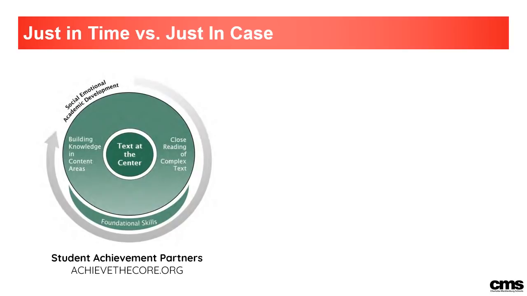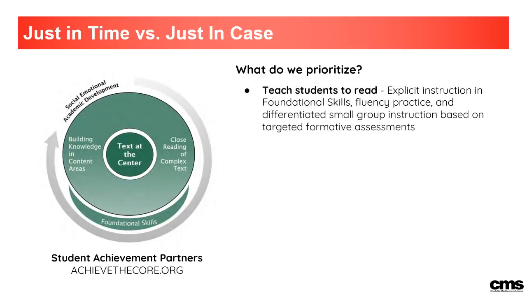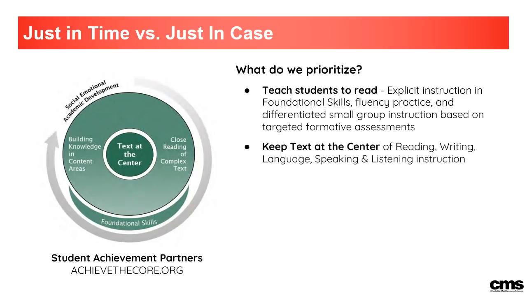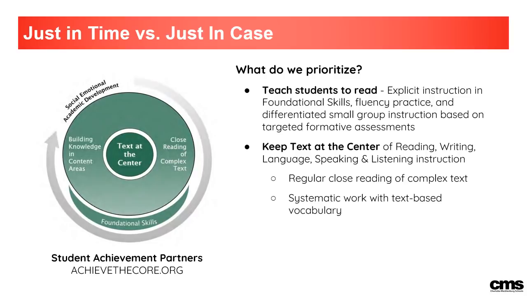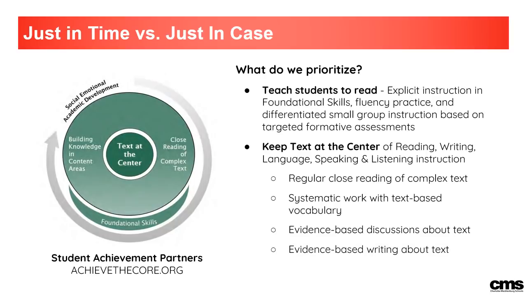Student Achievement Partners provides recommendations on how to prioritize instruction. First and foremost, we need to teach students to read. We need explicit instruction in foundational skills, fluency practice, and differentiated small group instruction based on targeted formative assessments. We need to keep text at the center of reading, writing, language, speaking and listening instruction. We can do that with regular close reading of complex text, systematic work with text-based vocabulary, evidence-based discussions about text, and evidence-based writing about text. Of course, we need to always remember connections to social emotional learning to the text.